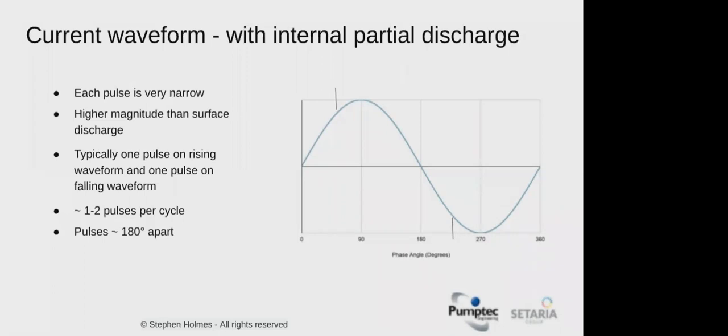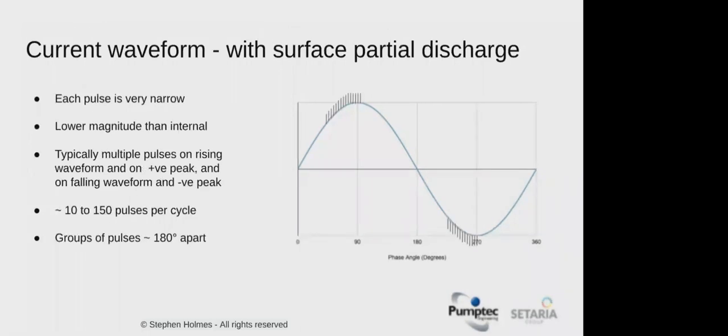Typically 1 to 2 pulses per cycle, but perhaps more importantly, the pulses tend to be 180 degrees apart or thereabouts. They do jitter around quite a bit, so over several cycles, they won't always fire at 75 degrees. Some will fire at 77 and then they'll fire at 70 degrees, etc. But the important thing is the groups of pulses will be 180 degrees apart.